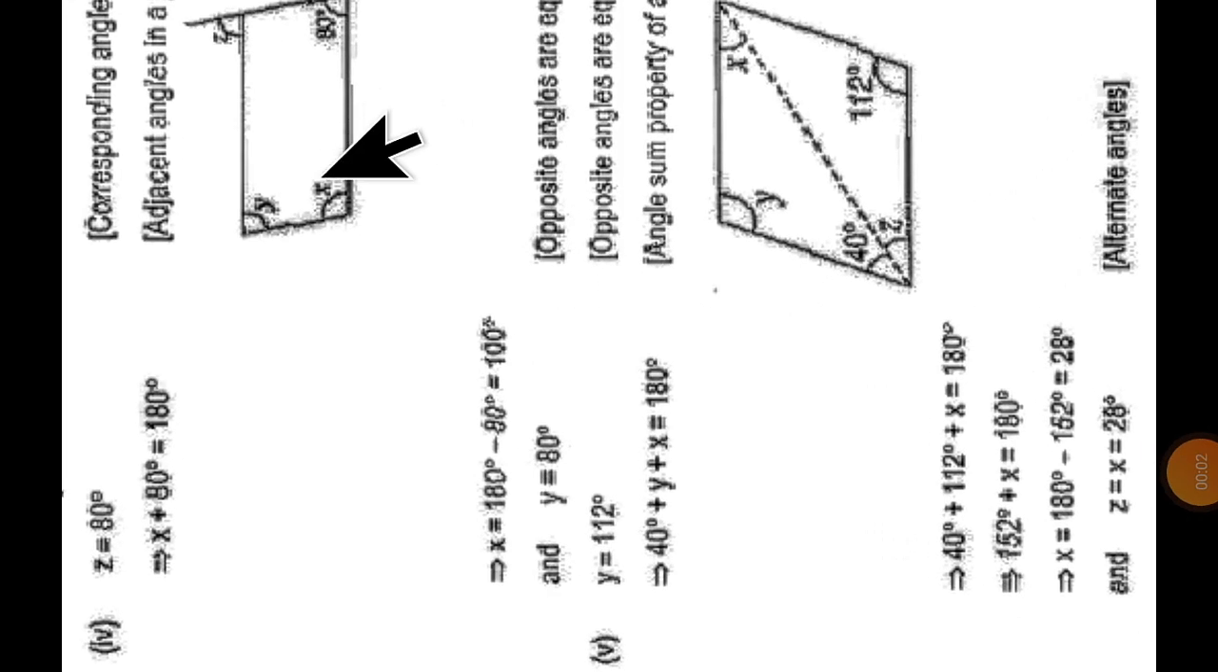Let us see question number 4. Here the values of x, y and z you have to find out. This angle is given as 80 degree. So z will be 80 because these two are parallel lines and these two are corresponding angles. So this will be 80 degree.